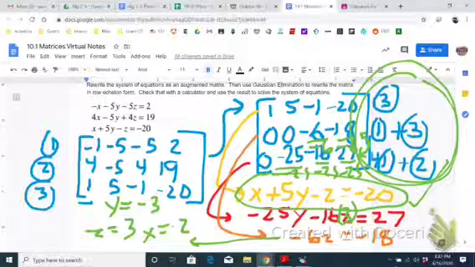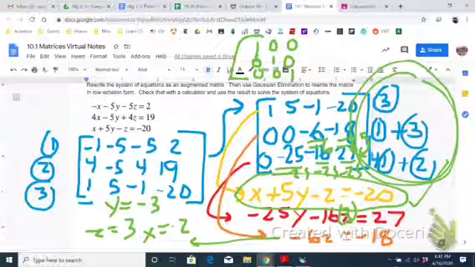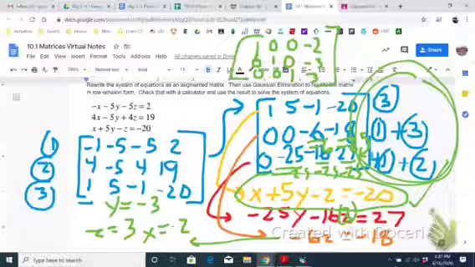You can also do that just by continuing to do these types of operations until you got down to an identity matrix as a coefficient matrix, and then this last column would tell you what x, y, and z would be. Now I'll show you how to do that on the calculator, but that's how you would do it by hand.